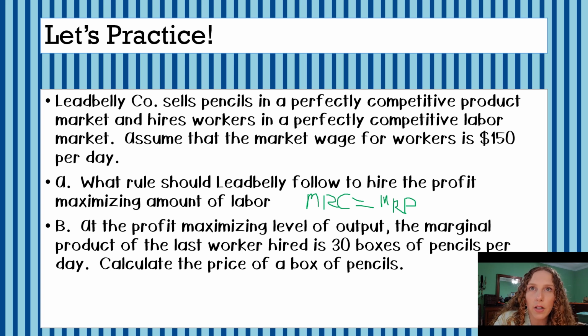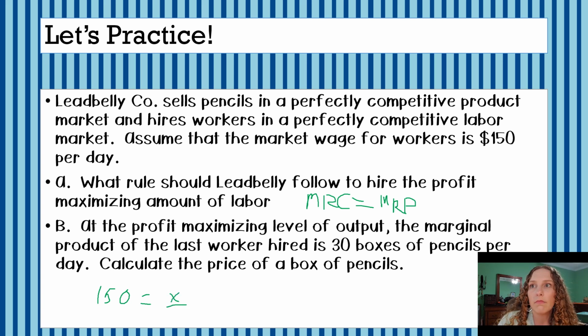Well, to do that, we're going to use that same formula that we've got right there. MRC equals MRP. Our marginal resource cost, if we look at the very beginning of this problem, is $150, because it costs us $150 to hire an additional worker. The marginal resource cost has to equal the marginal revenue product in this perfectly competitive market. Those two things have got to be equal. That marginal revenue product is the additional revenue that they gain for every one that they sell. That's the price, and that's what we're looking for.